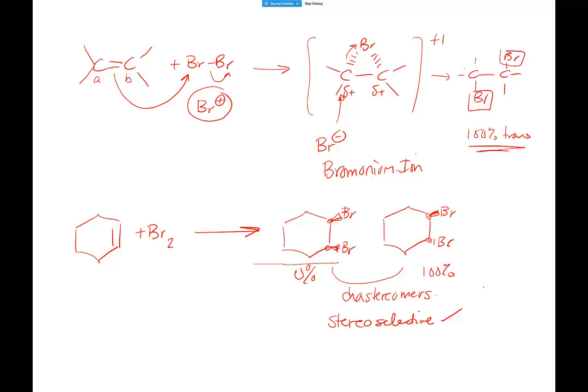How many chiral centers? Two. Do we agree with that? So there's a chiral center here and a chiral center there.